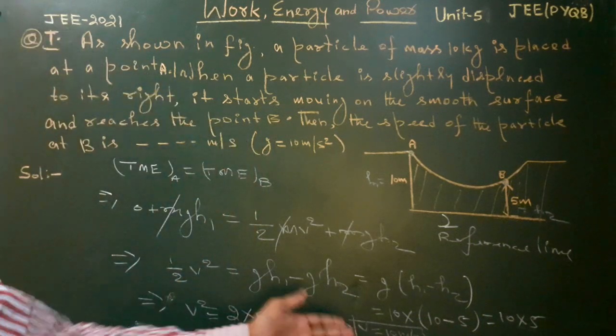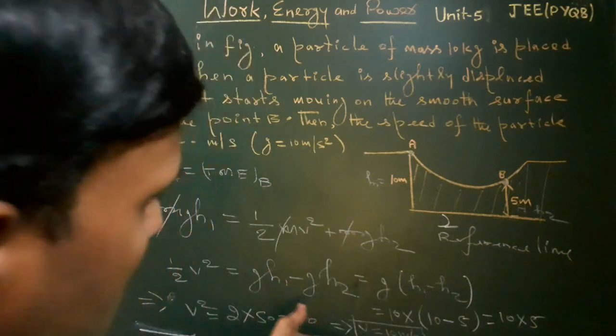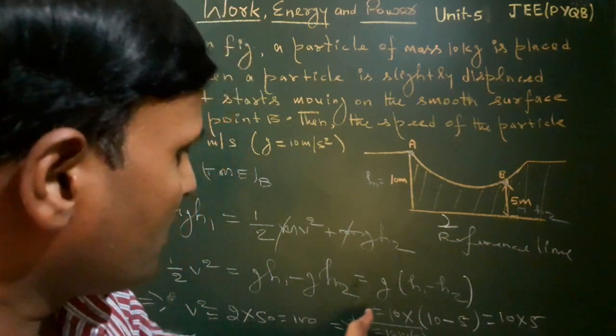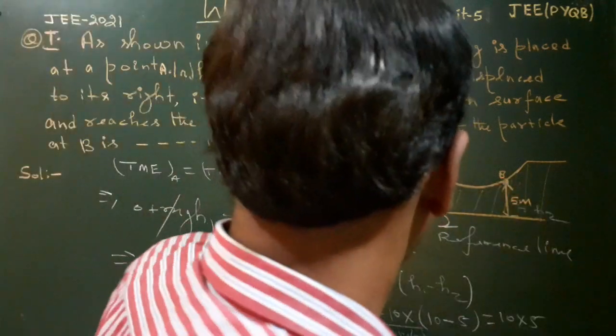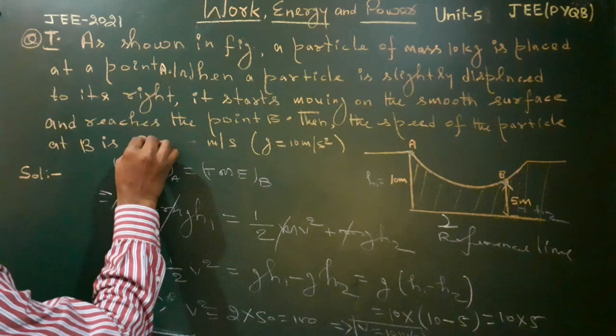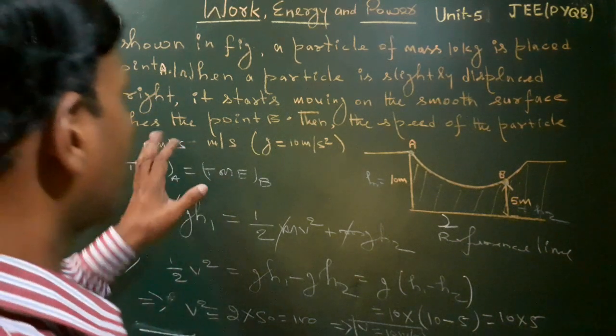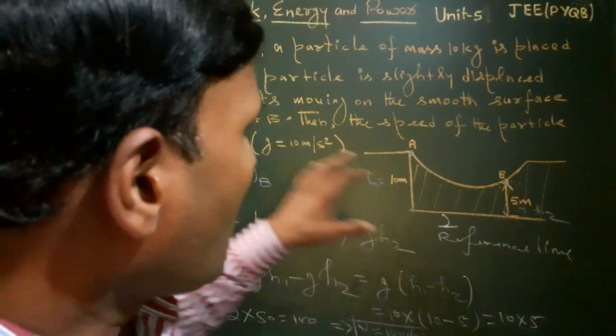So this is the speed. The answer will be, we have to put in the computer the value of v, 10 meter per second. So the speed at point B will be equal to 10 meter per second. So the answer will be here 10 meter per second. This is the speed of the particle at point B.